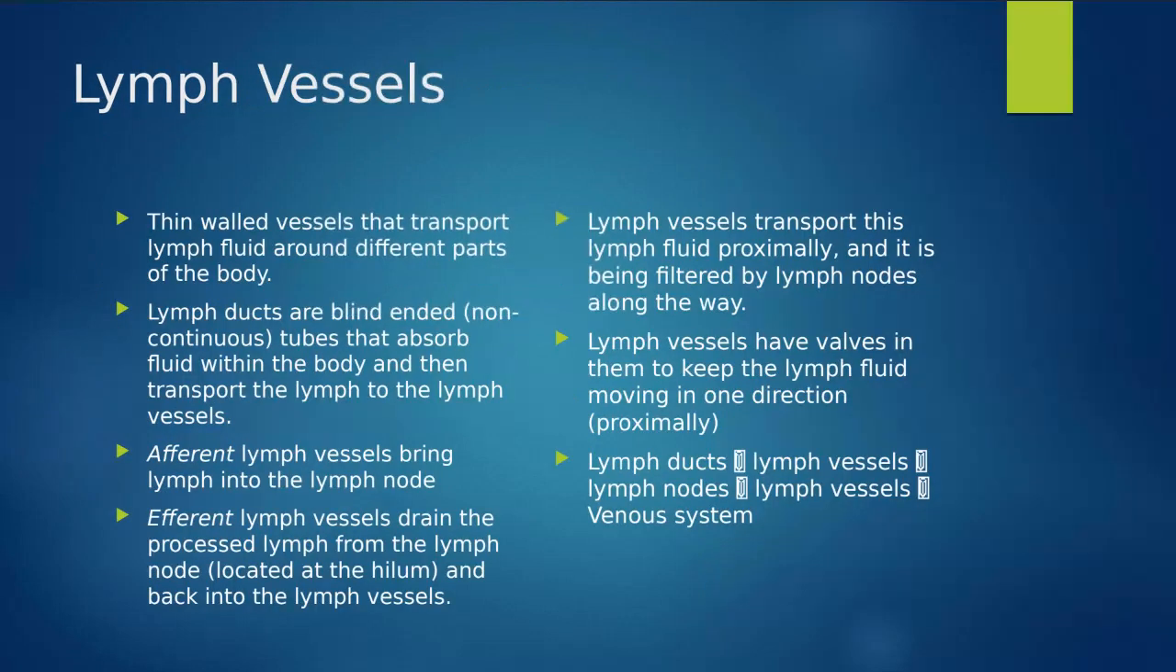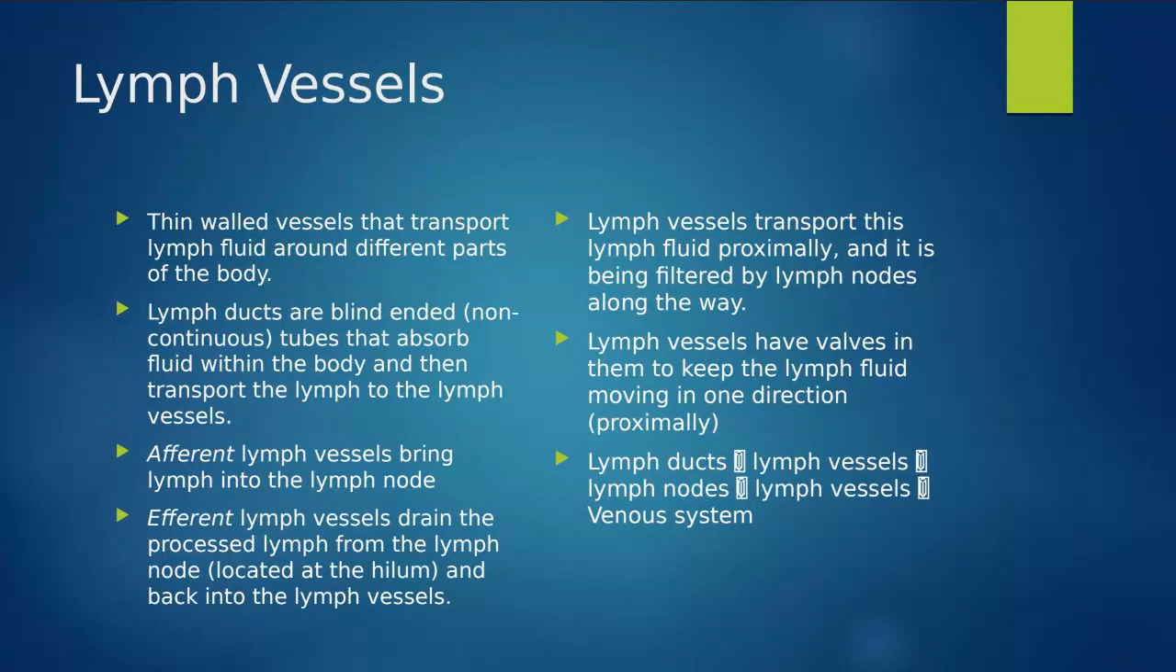Okay, so these lymph vessels, right? This is how everything is going to move throughout the lymphatic system and ultimately the immune system. So the lymph vessels are thin-walled vessels that are going to transport that fluid to various parts of the body, also to different lymph nodes. The ducts are going to be blind-ended tubes that absorb the fluid within the body and then transport that fluid to the lymph vessels. So before the lymph fluid even gets to a lymph node or to that lymph vessel, it's coming through a duct.